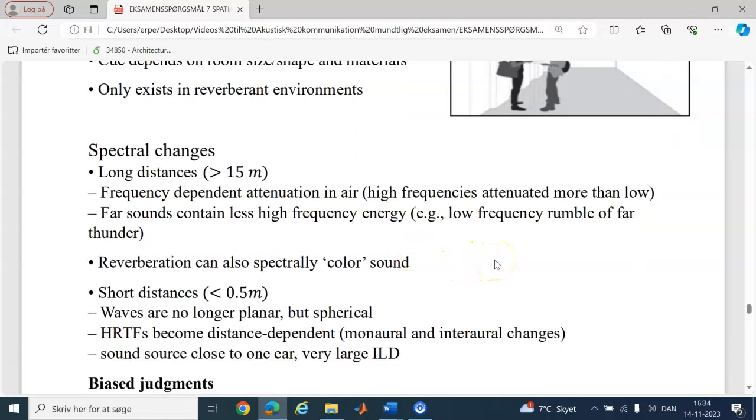Spectral changes, for distances longer than 15 meters. Long distances: frequency dependent attenuation in air. High frequencies are attenuated more than low. Far sounds contain less high frequency energy, like the low energy rumble of far thunder. Reverberation can also spectrally color sound. At short distance, waves are no longer planar but spherical, so HRTFs become distance dependent, with monaural and interaural changes.